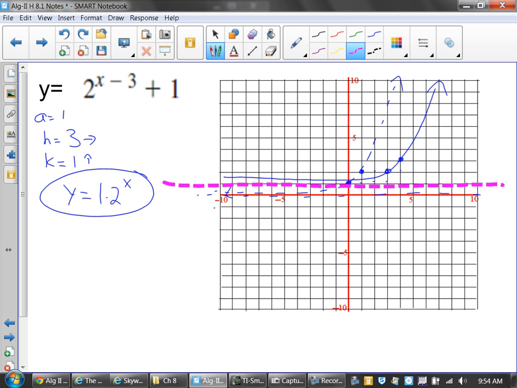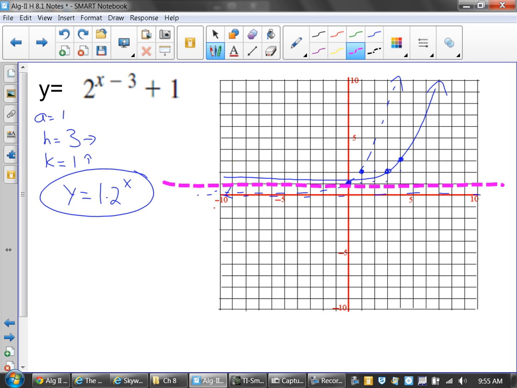Yes, sir? Why is it always at 0, the horizontal asymptote? As you start looking at your exponents, as your exponent gets smaller and smaller and smaller, as it's approaching negative infinity, the value is approaching zero. It's going to always be approaching zero.